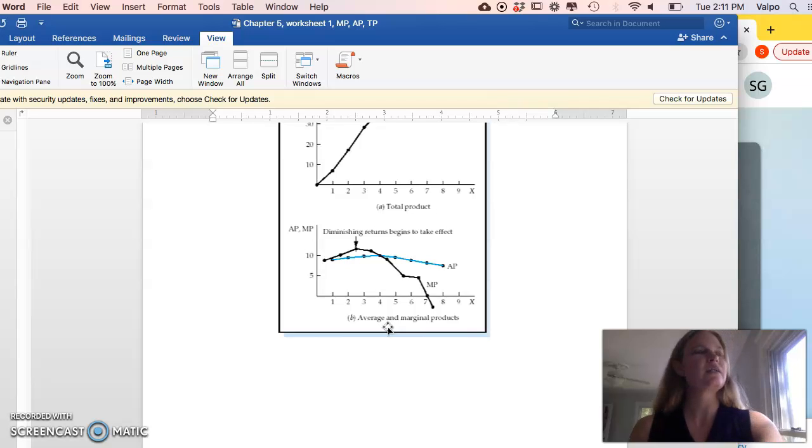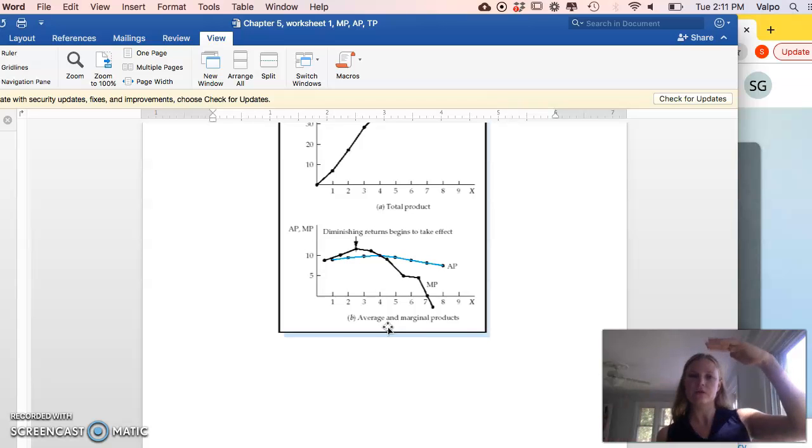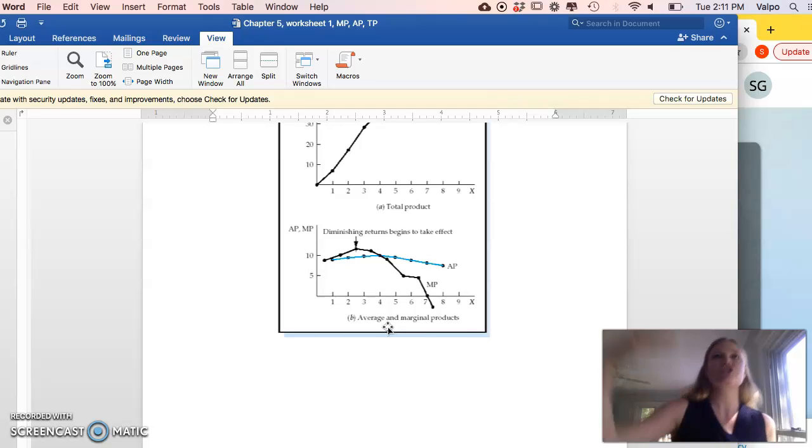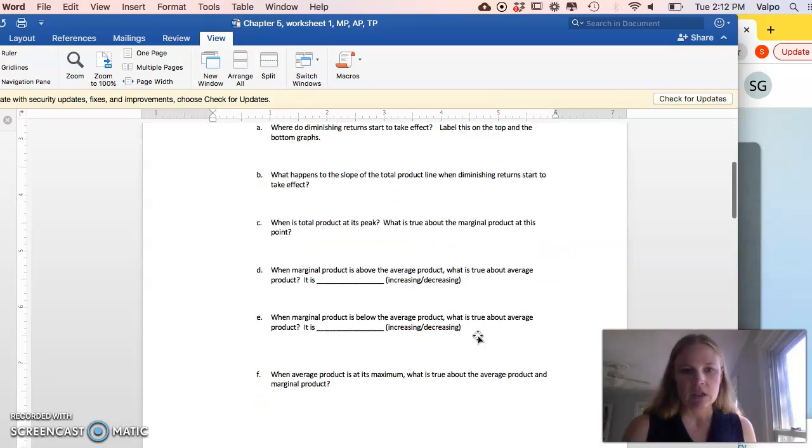So average product is like your average GPA, right? If you get a grade that's higher than your average GPA, it brings the average up. If you get a grade that's lower than the average GPA, it brings it down. Marginal product is additional, right? One more additional grade. So let's think about this. If each additional worker is bringing higher than the average, it brings the average up. If it's lower than the average, it brings the average down.